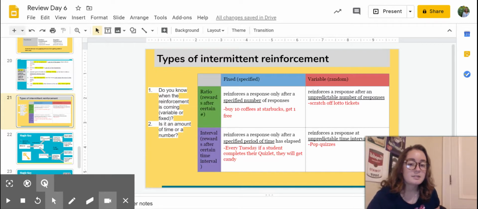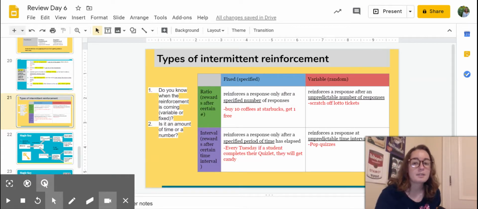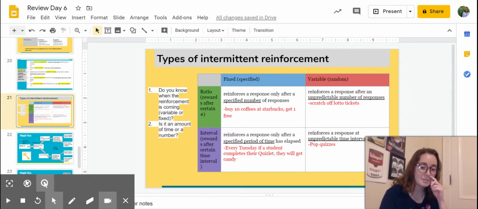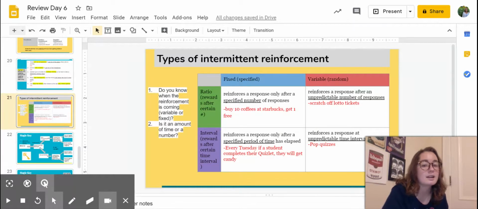So now let's do variable ratio. Variable ratio says that it's reinforcing a response after an unpredictable number of responses. So it's a number, but we don't know how many it is. Whereas with fixed ratio, it's a set number. We know exactly what we're getting into. Variable is unpredictable. So this would be an example like scratch-off lottery tickets or a slot machine in Vegas. It's based on numerical stuff.